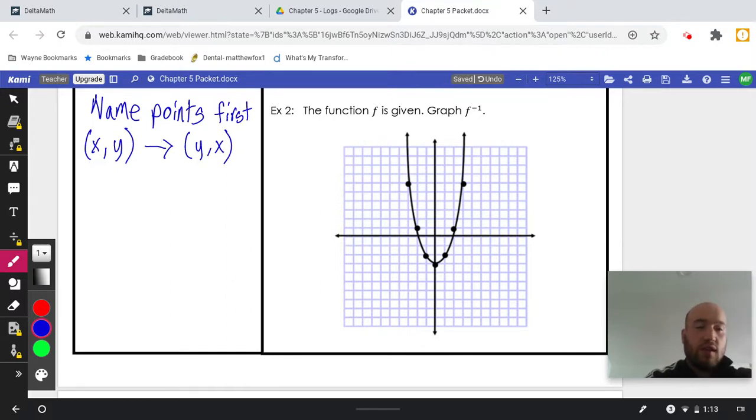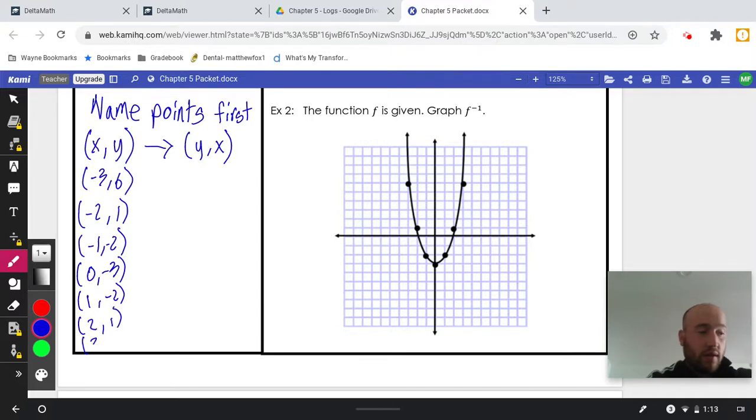So we look here, and the first point is (-3, 6). Then we have (-2, 1), (-1, -2), the vertex at (0, -3), (1, -2), (2, 1), and finally (3, 6). Then each of these we'll just flip over and see what we got. It can be a bit tedious, but it's not difficult.